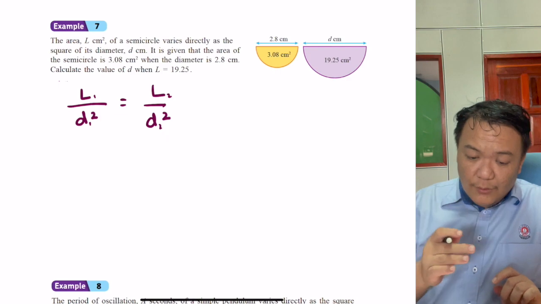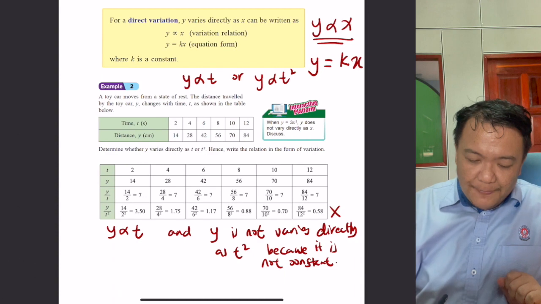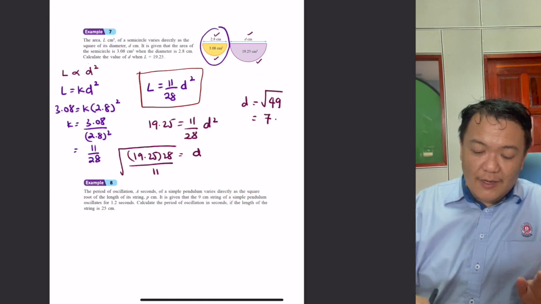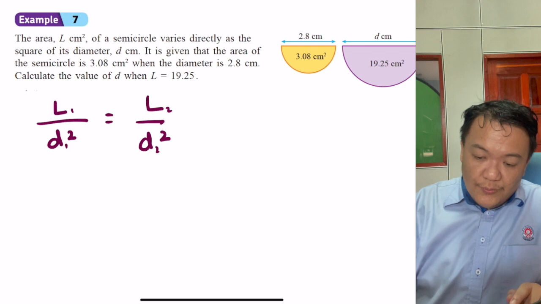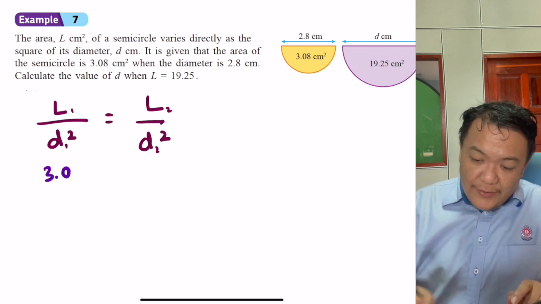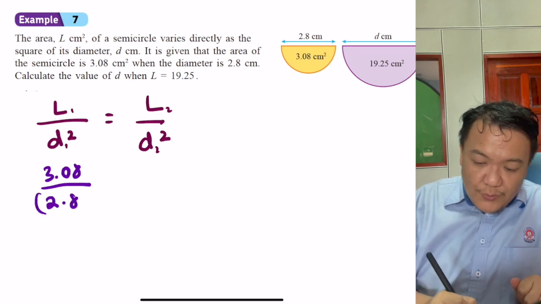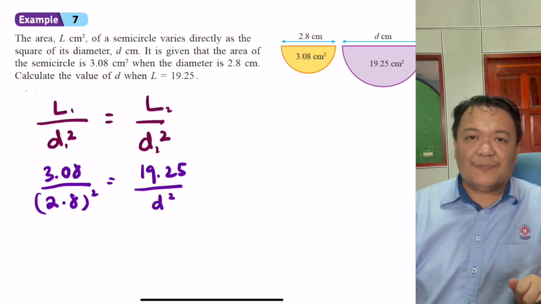Okay, why divide sir? Kenapa divide? Ingat lagi tak? Do you still remember this example? This part, divide, you use the same concept. Okay, so we know that the first area is 3.08 divided by its diameter is 2.8 square, also equals to 19.25 over the diameter square. Kita tak tahu.